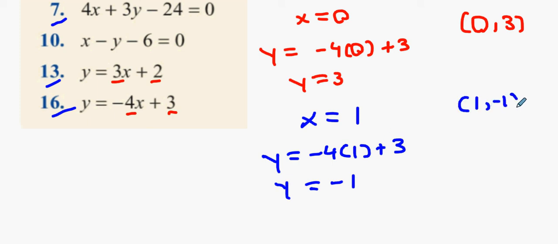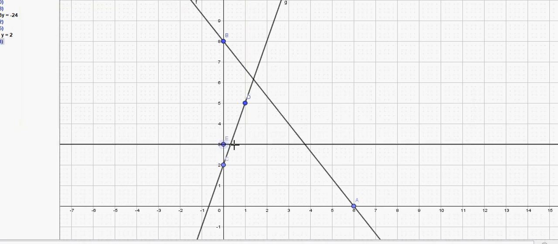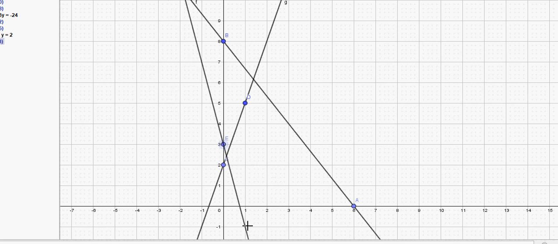What's this point? 1, minus 1. I'm now going to draw 0, 3 and 1, minus 1. So 0, 3 is located here. What's the other one? 1, minus 1. It's located down there. So that's your line for that one. 0, 3 and 1, minus 1. Everybody alright with that? You good? Alright.